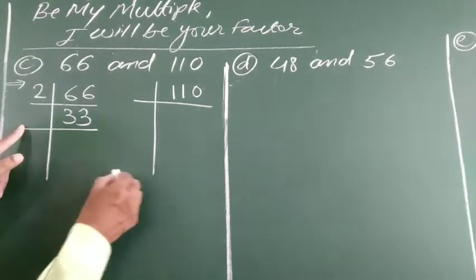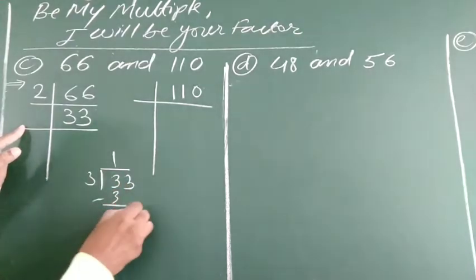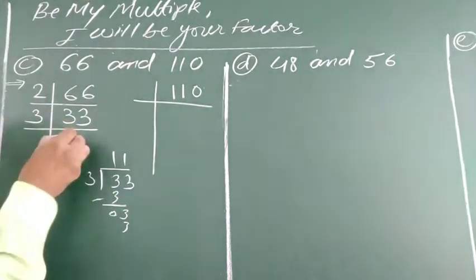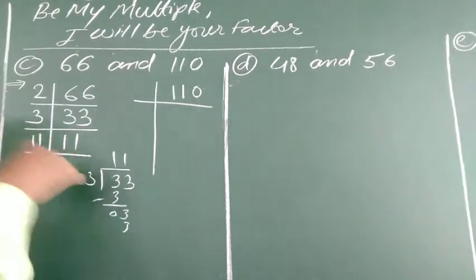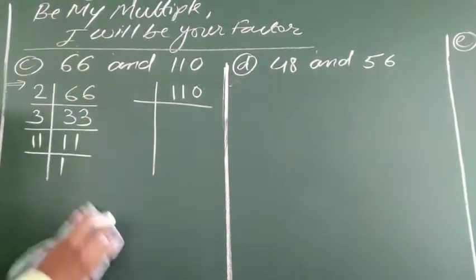So we will try with 3 now. Next number is 3. 33 by 3. 3 1s are 3, then 3 1s are 3, it is 3, 11, again 11 1s are 11. Your 11 is prime number. So these are prime factors.